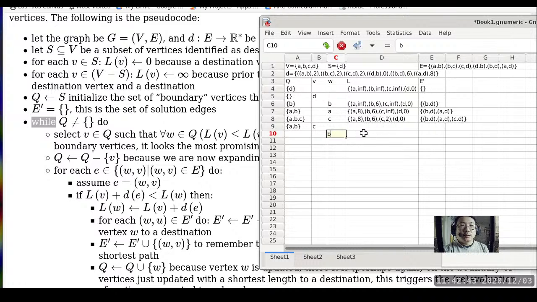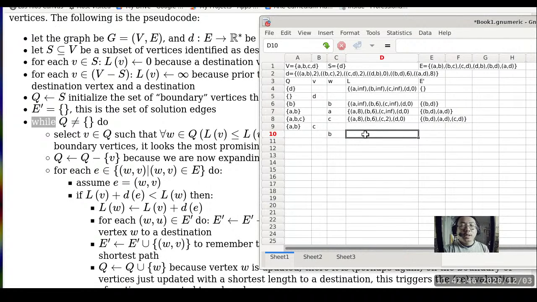So we look at the edge BC, and now we ask the question. We know to get from vertex C to a destination, the shortest path has a length of 2. We know that because L of C is just 2. So now we look at the distance of the edge BC. According to the D function, the distance going from B to C is also 2. So 2 plus 2 is 4. That's the left-hand side of the comparison.